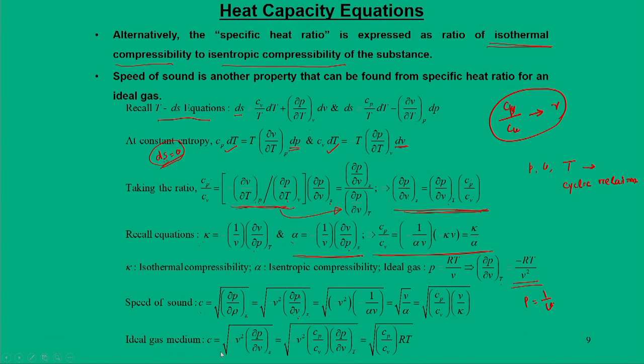And for an ideal gas, this particular expression gets further simplified by considering P is equal to RT by V, and also dou P by dou V at constant S is equal to dP by dV at constant T into Cp by Cv. Ultimately, C becomes the square root of Cp by Cv into RT.